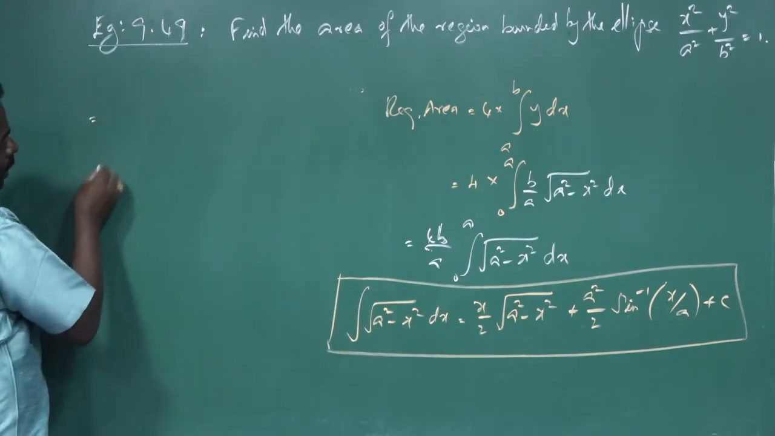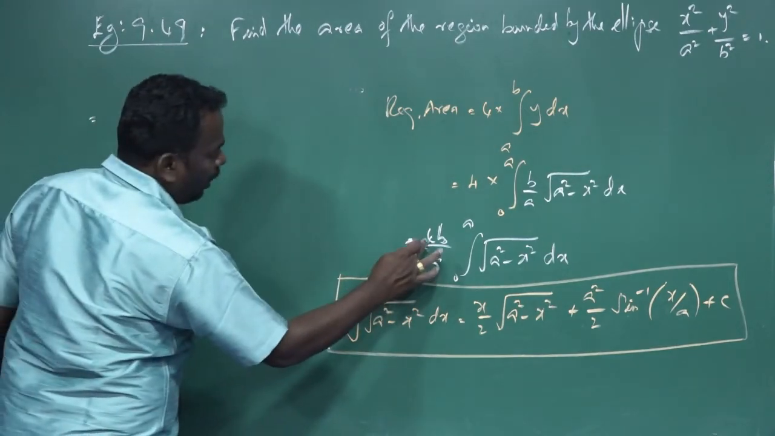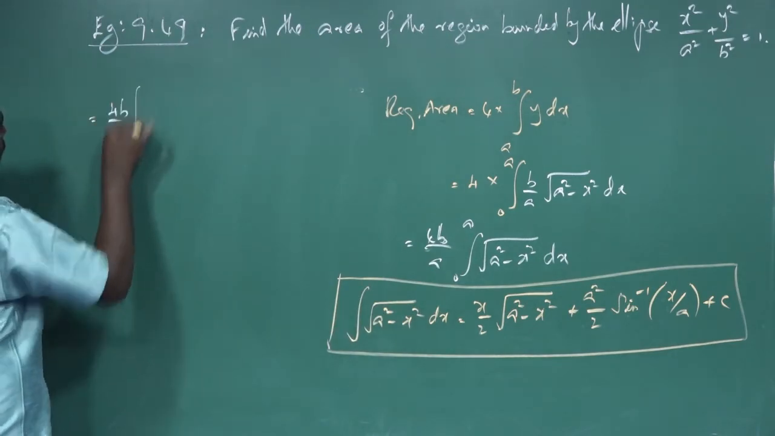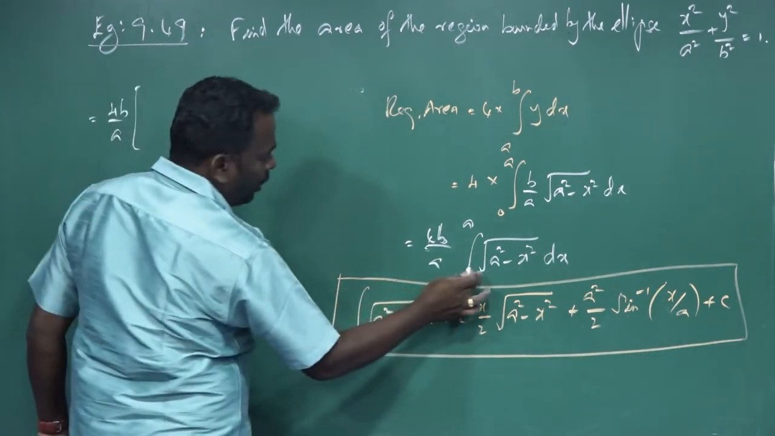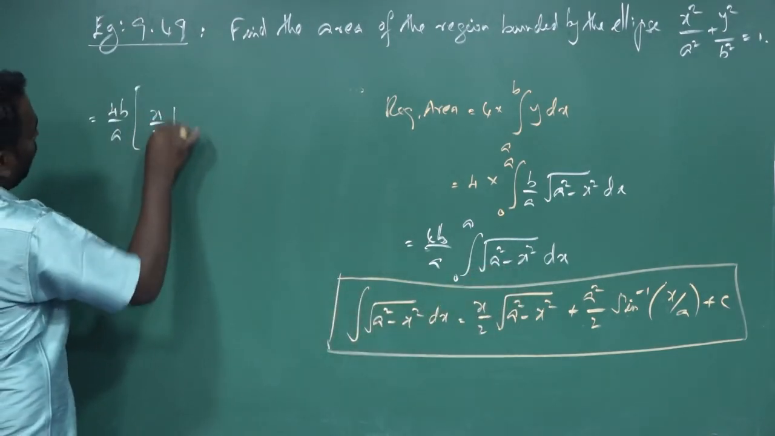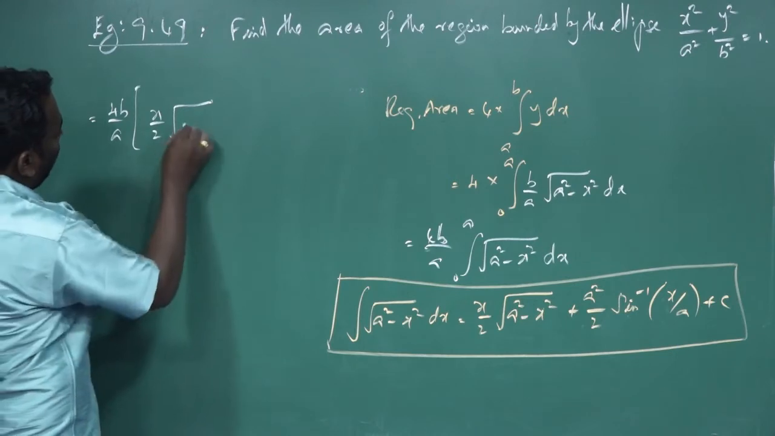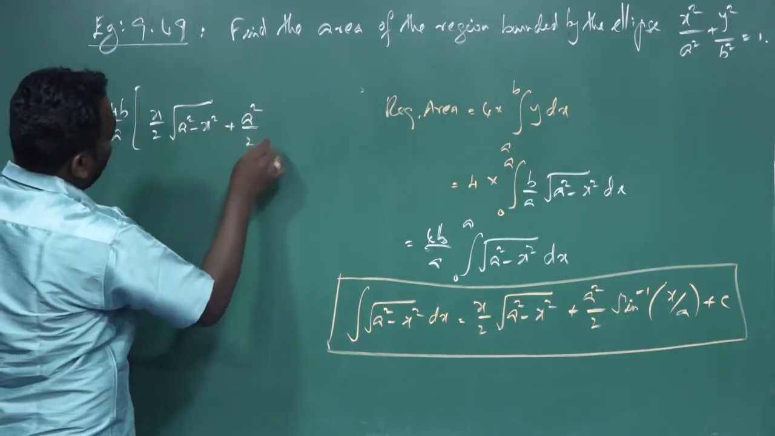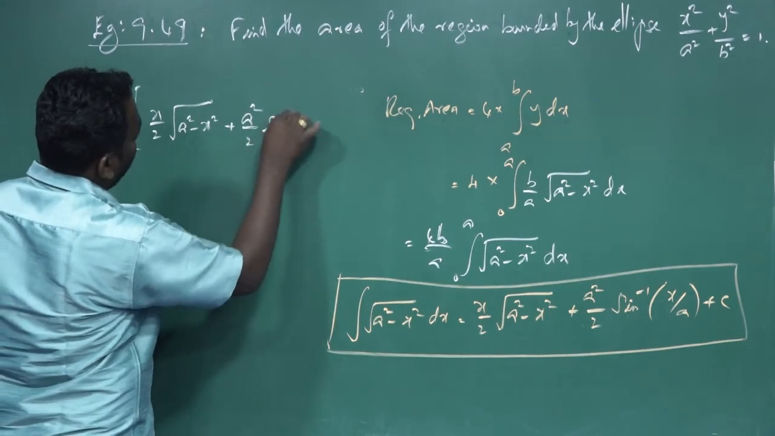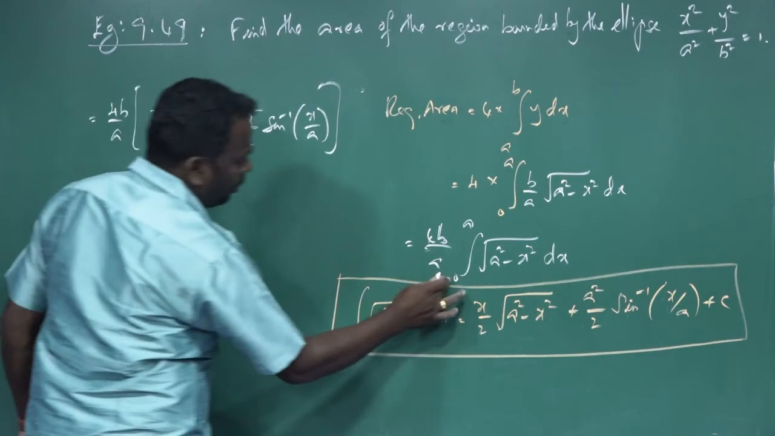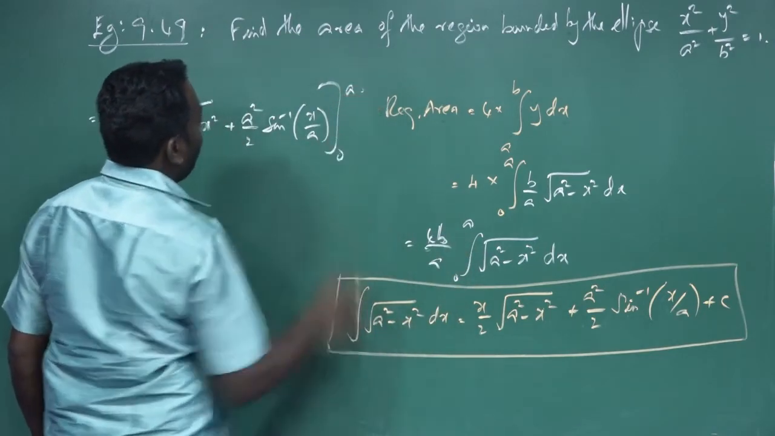Therefore, that is equal to 4b by a outside, the integration of the square root of a square minus x square, which is equal to x by 2 the square root of a square minus x square plus a square by 2 into sin inverse of x by a. The limits are 0 and a.